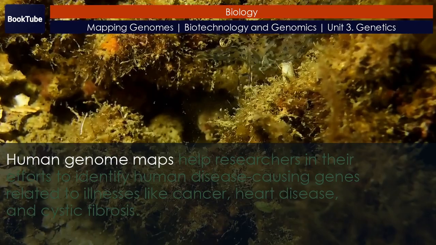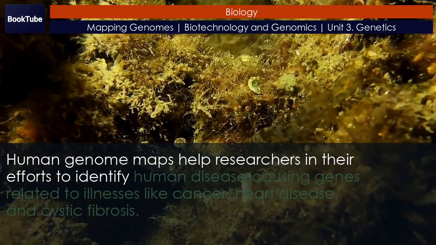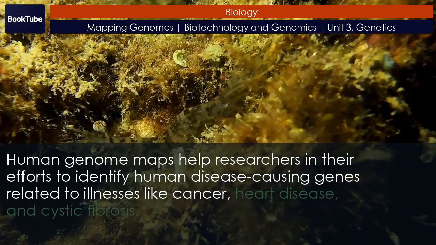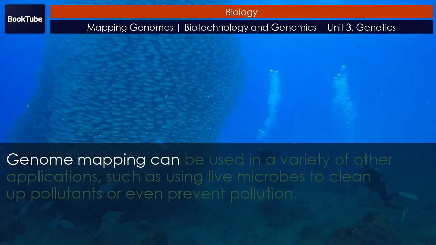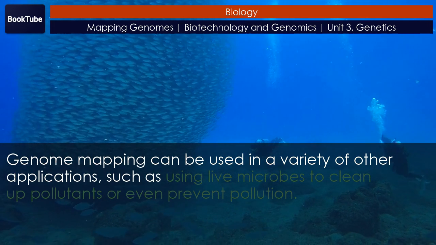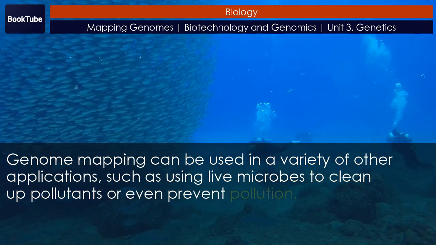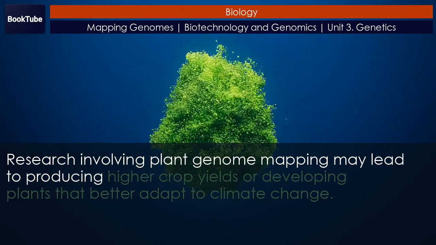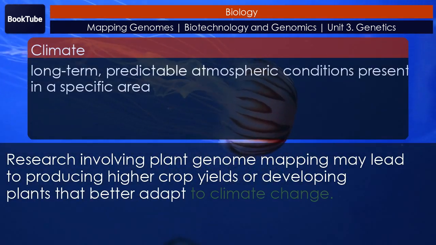Human genome maps help researchers in their efforts to identify human disease-causing genes related to illnesses like cancer, heart disease, and cystic fibrosis. Genome mapping can be used in a variety of other applications, such as using live microbes to clean up pollutants or even prevent pollution. Research involving plant genome mapping may lead to producing higher crop yields or developing plants that better adapt to climate change.